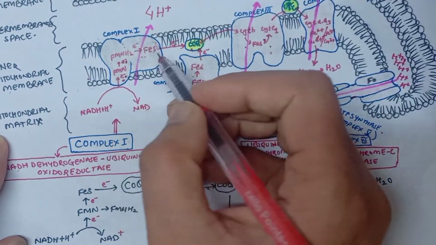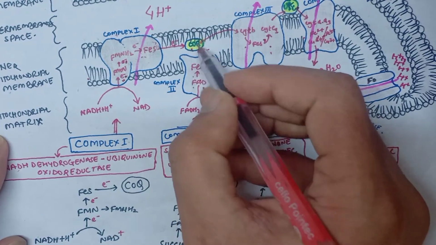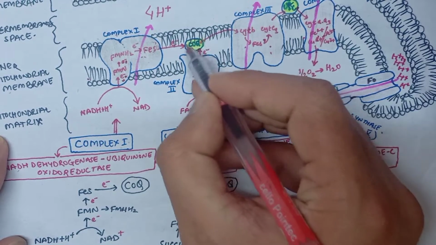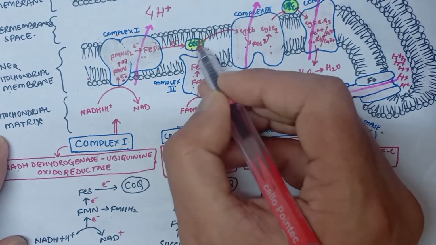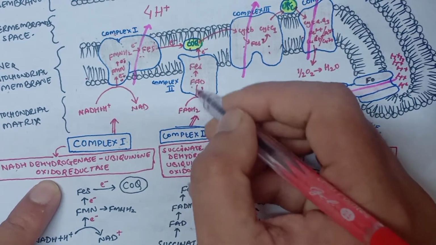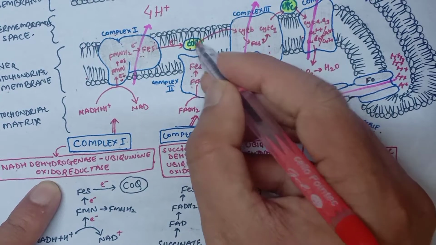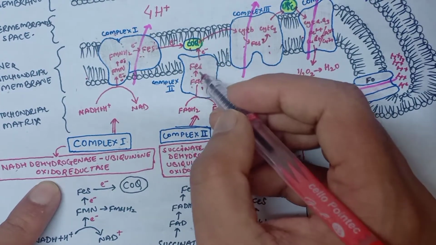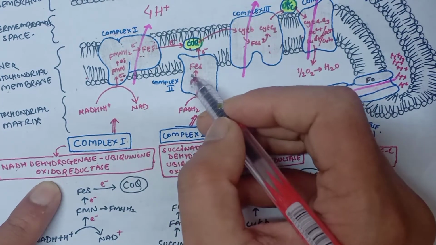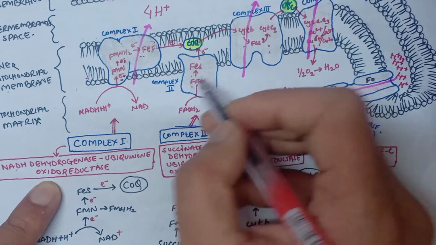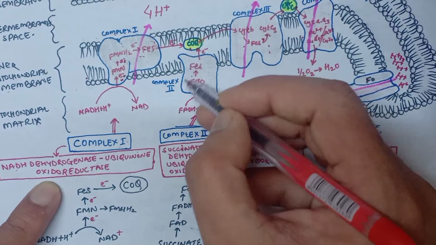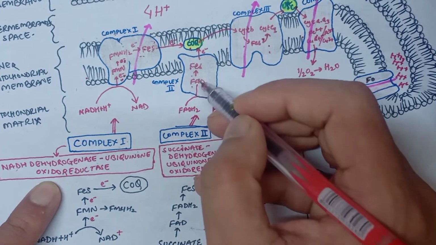So complex 1 and complex 2 both are giving their electron to coenzyme Q. Coenzyme Q is also known as ubiquinone, and it is a mobile electron carrier. So during the transfer of electron from succinate to FAD to iron sulfur to coenzyme Q, there is no pumping of proton, that is, it does not act as a proton pump, because the energy released is not sufficient to drive the proton across the inner mitochondrial membrane. So there is no pumping of proton by complex 2.